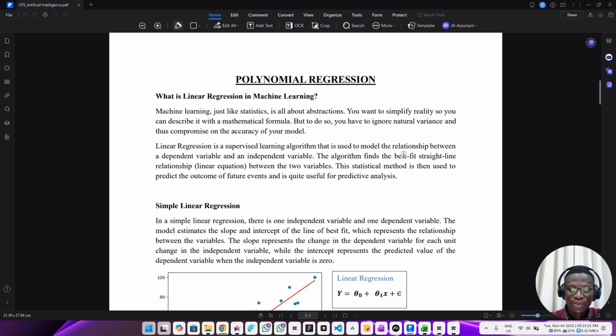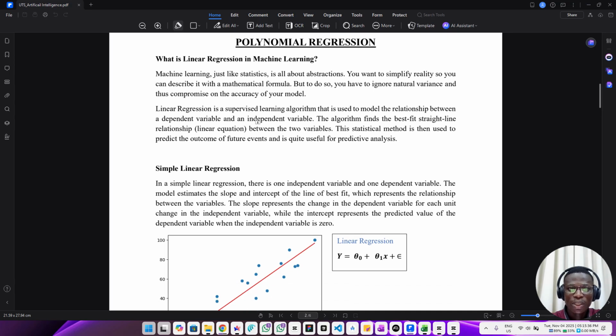Hello everyone. Today we are going to look at polynomial regression. Before we move to polynomial regression, I believe you are already familiar with linear regression, but let's do some quick recap to help us understand what we are coming to do.